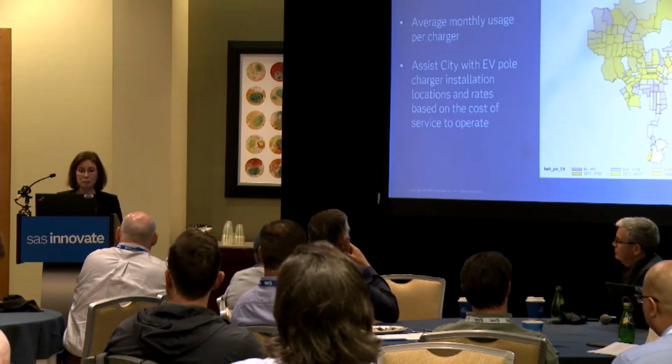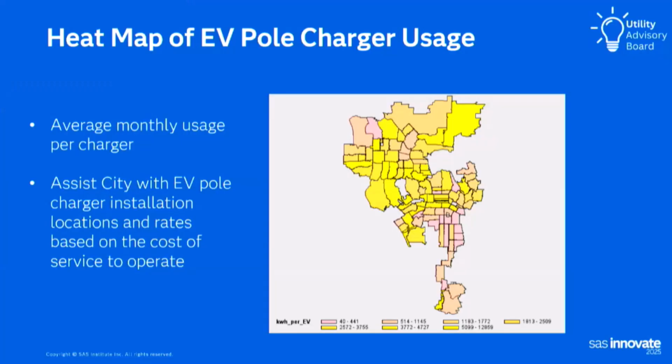And they've been installing these EV pole chargers for about the last, I want to say, 5 years. And they are being charged at a standard commercial rate. But they asked us to create a pilot rate for these pole top chargers because some of them were not being used, some were being vandalized, and then some were being used quite often. And that's why we created this heat map to show where the higher usage was.